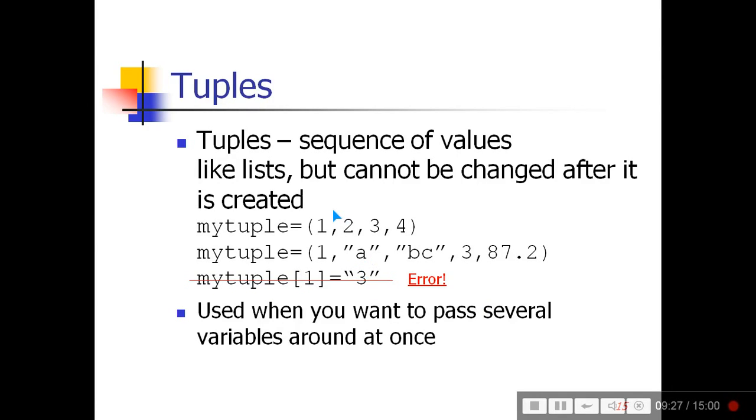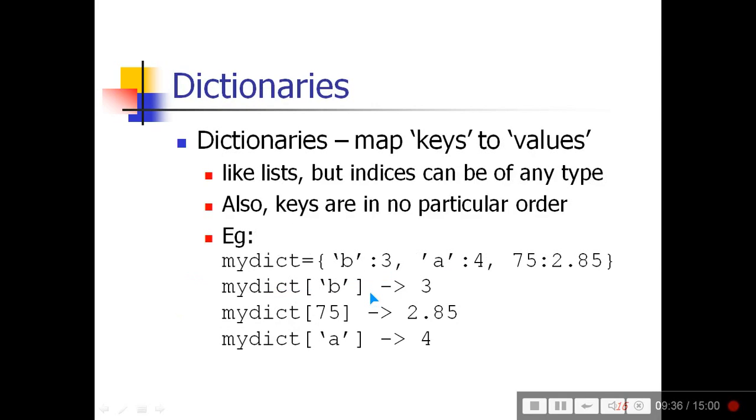This is immutable. You cannot change the value. This is okay, this is okay. But if you want these values, you have reassigned it. You have re-declared it. But this is not possible.